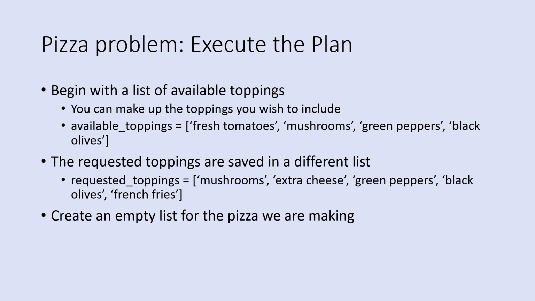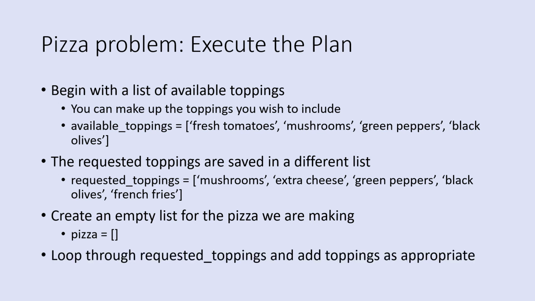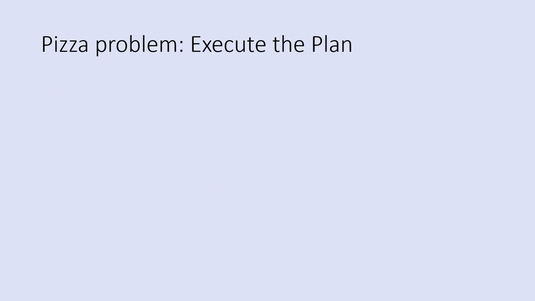All right, then we're going to create an empty list for the pizza we're making. We can call that empty list whatever we want. I chose to just call it pizza. So pizza is an empty list, and we're going to add toppings to it as we go forward. Our next step is we want to loop through the requested toppings and add the toppings as appropriate, or give the appropriate statement that that topping is not available.